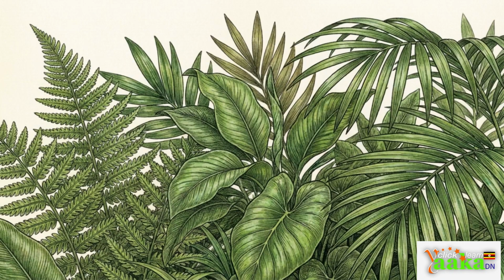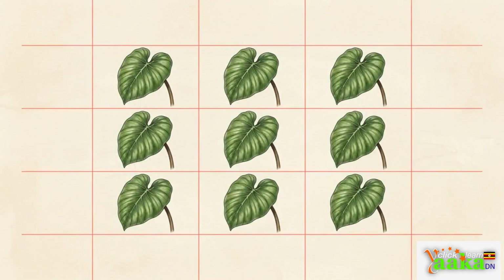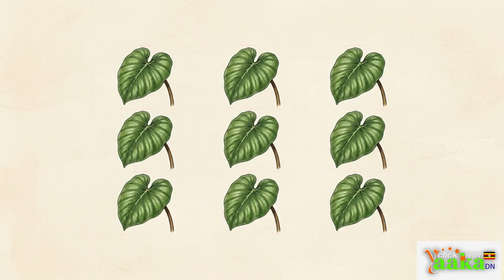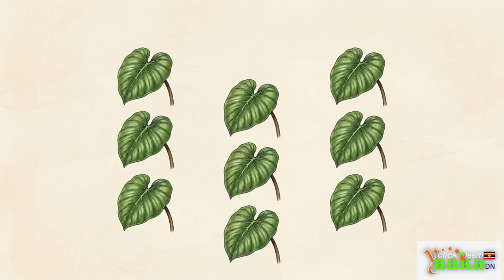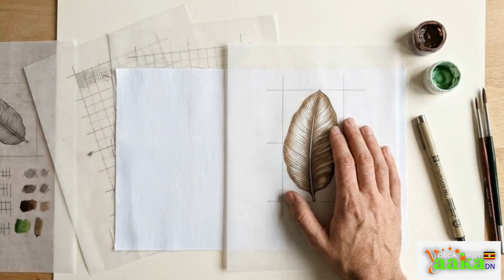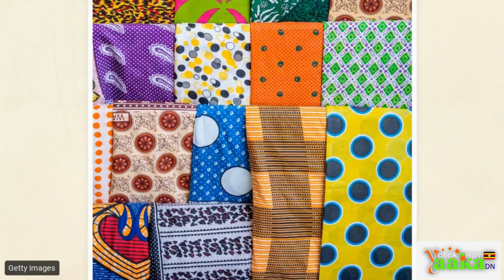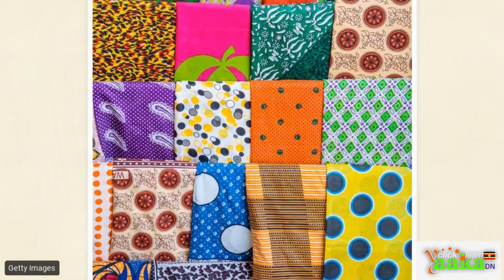To create a more organic flow, we use a half-drop repeat. By shifting every other column downward by exactly 50% of the motif's height, we break up the harsh vertical lines and create strong diagonal sightlines instead. Manipulating these mathematical repeat structures allows you to control the exact visual density and rhythm across the entire fabric surface.